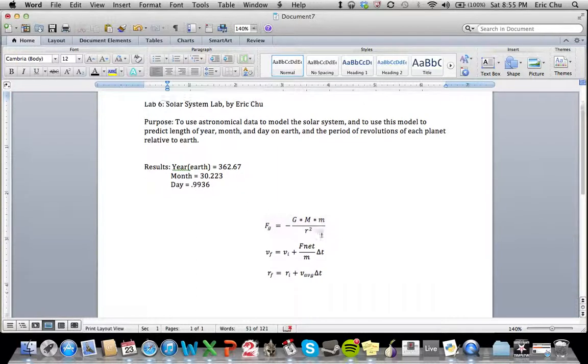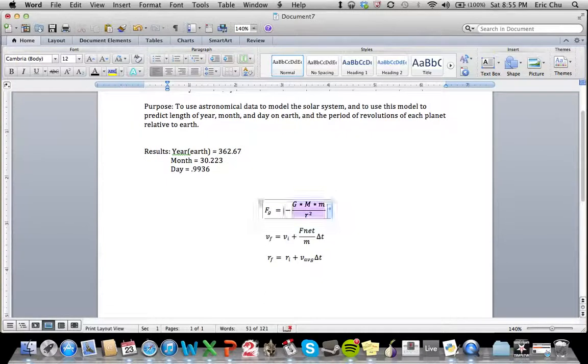So here are the models that we use. Gravitational force, which is negative G times the sun's mass times the planet's mass, divided by the distance between the two bodies squared. And then we're going to assume that the gravitational force is the only force acting on the planet. So we can set this equal to F net and use Newton's second law to update the velocity, and use this velocity to update the position of each planet for each time interval.